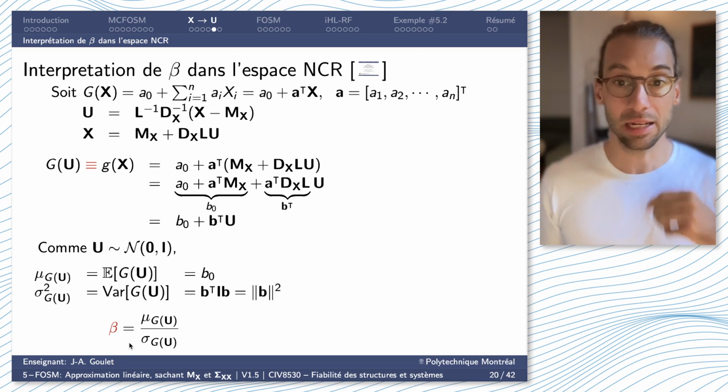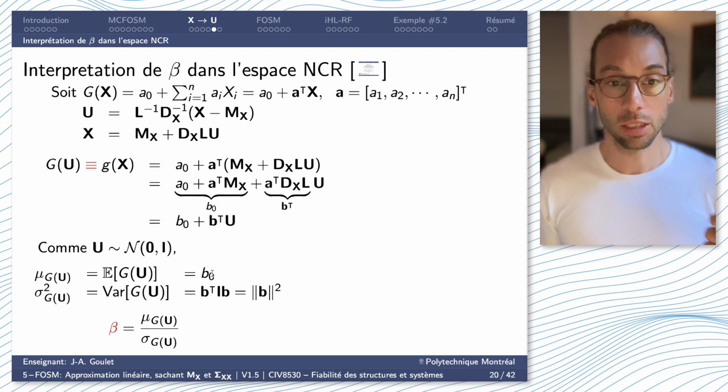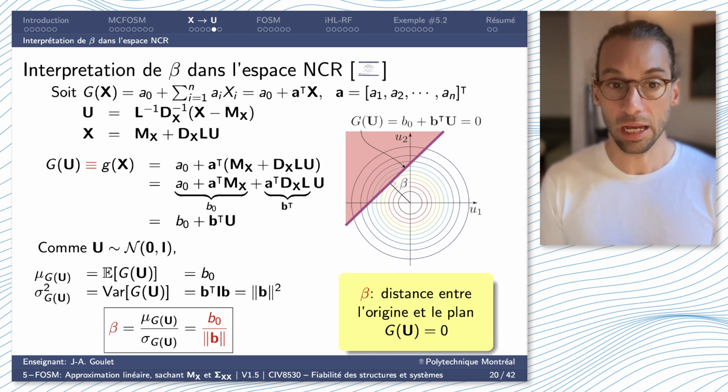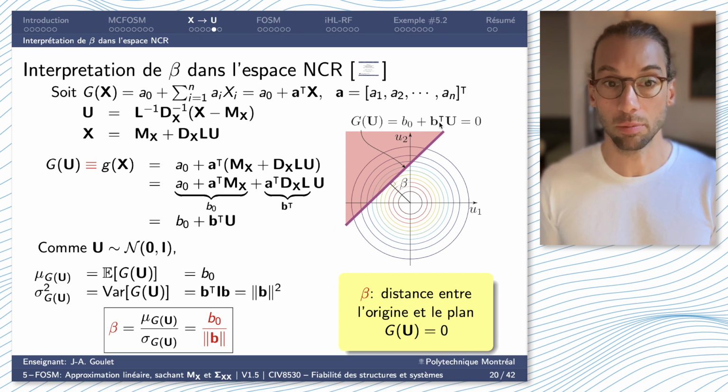So at the end, given I have these two quantities, I can model my beta, my reliability index, as, again, always the same thing, the ratio between mu G, so B0, divided by the norm of B. So we can interpret beta as being simply the distance between the origin and the limit state surface, the surface for which B0 plus B transpose U equals 0.